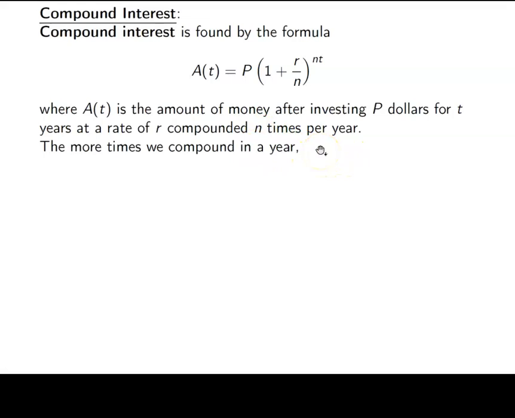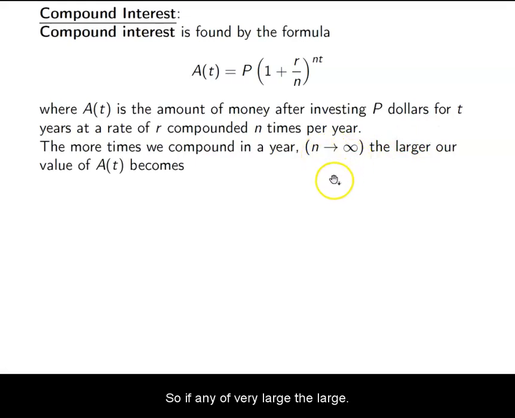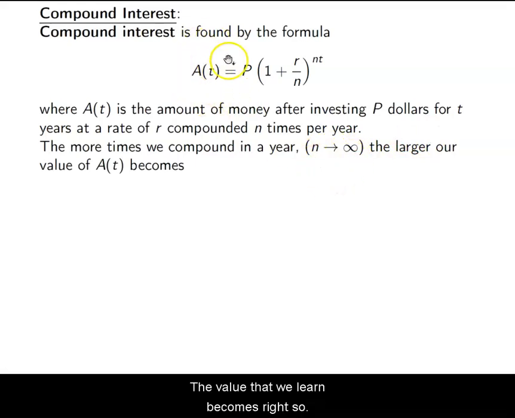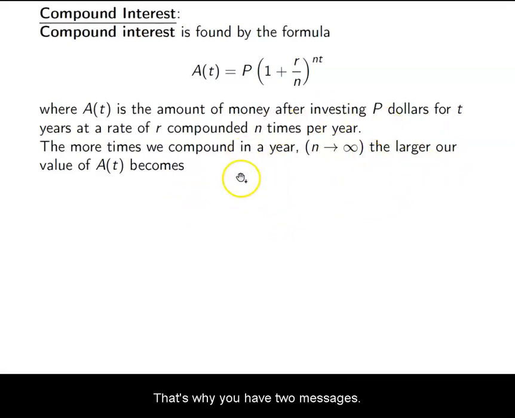Okay. So the more times we compound in a year, so as n gets very large, the larger the value that we earn becomes, right? So if I invest into something that compounds my interest monthly, I generally will earn more than something that compounds yearly, right? And so this is why your credit cards work the way that they do. Your credit cards generally will compound monthly. So every month, the interest that you're accruing on the credit that you're using gets charged every month. That's why you have monthly bills, right? Okay.